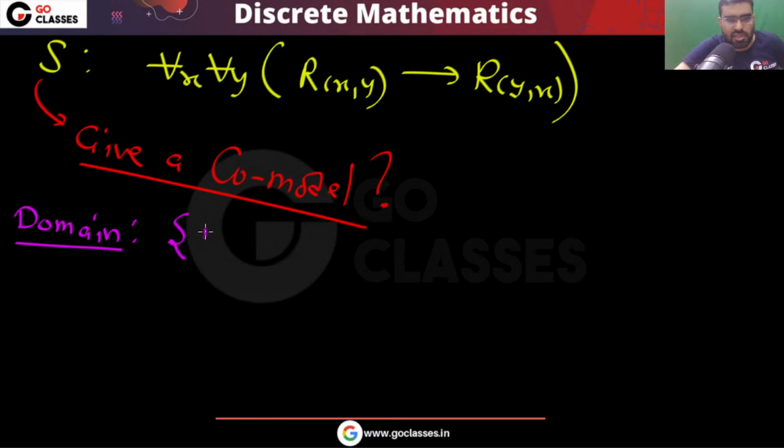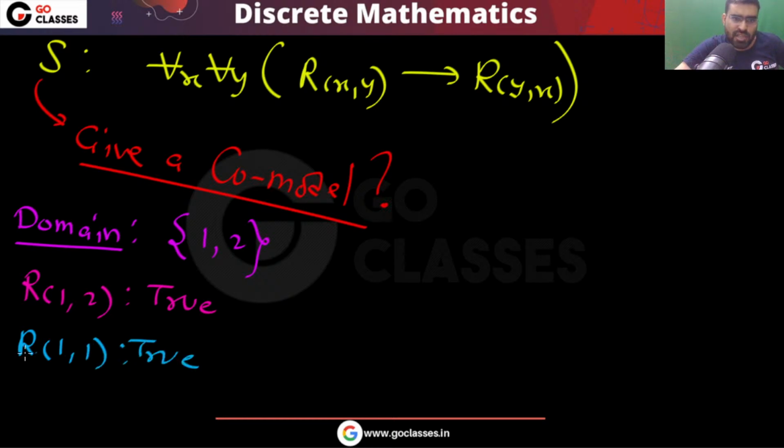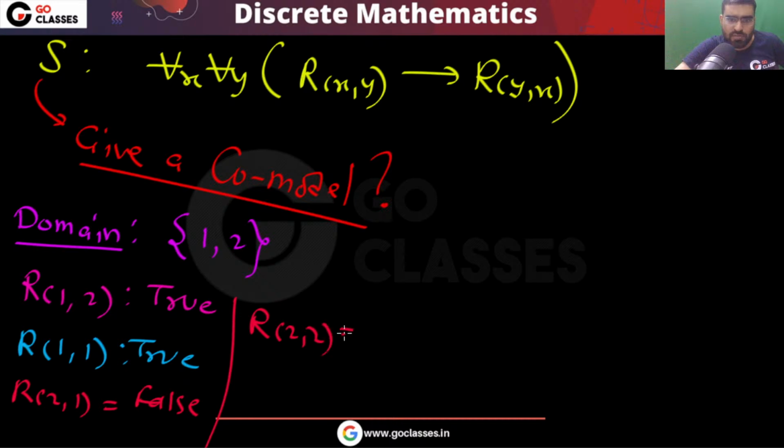I can take this domain, like 1, 2. Let me assume that R(1,2) is true and everything remaining is false. Let's assume R(1,1) is also true and everything remaining is false. Let's assume R(2,?) false. Now you can easily see that this will work as a co-model.